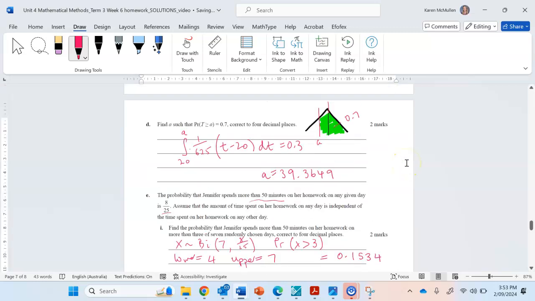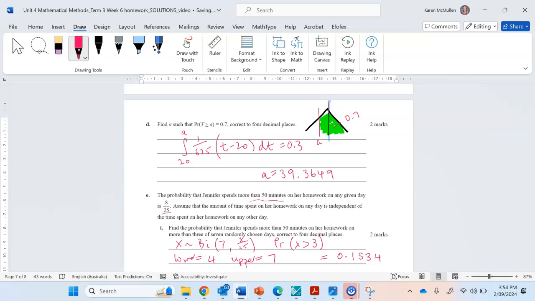Find A such that the probability of t is greater than or equal to A is 0.7. So here I've drawn the diagram before again. So instead of scribbling on the one above, I'm just going to draw it here. So t has to be greater than A, and we want that to be 0.7. So because it's symmetrical, here's half, this line. Let me just highlight it. So this line here splits it in half, so either side is 0.5. So obviously A is going to be down here.